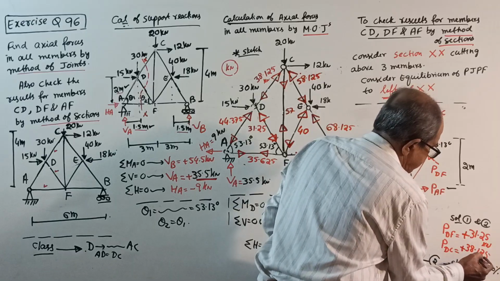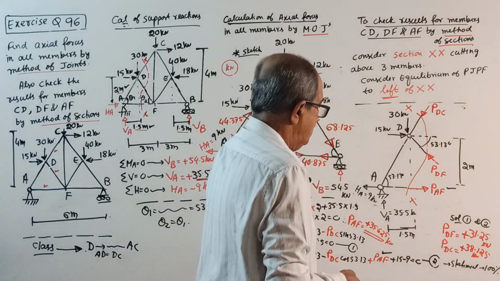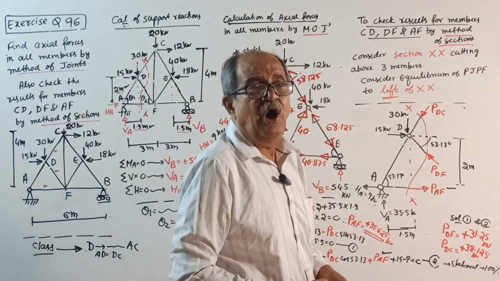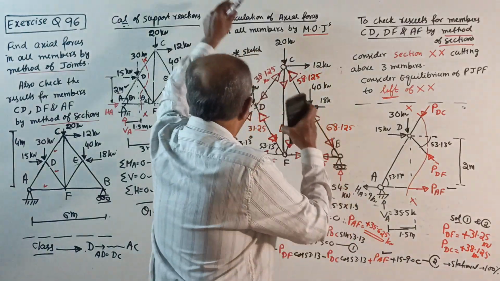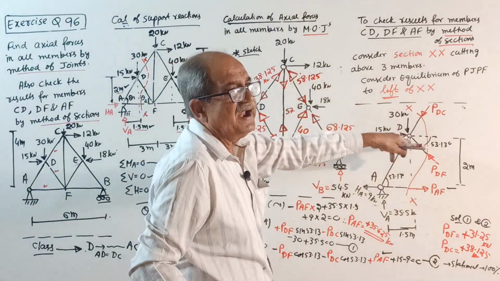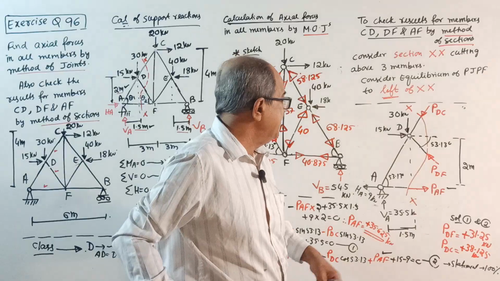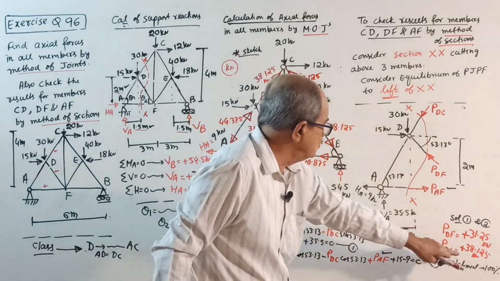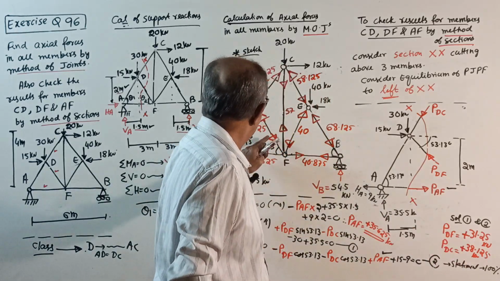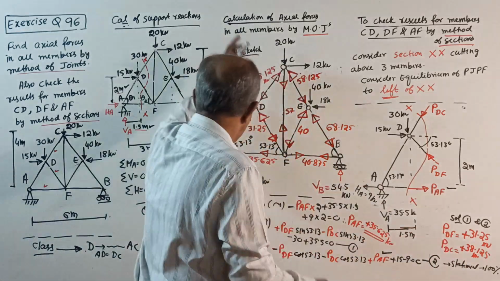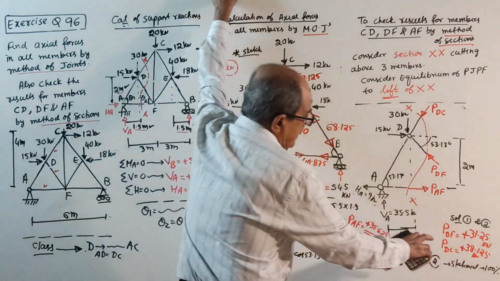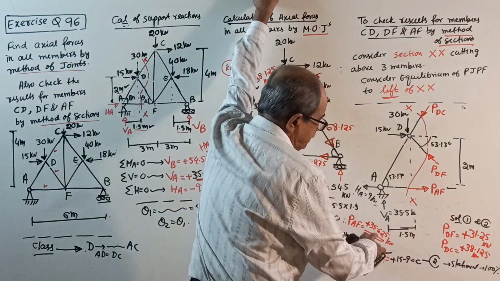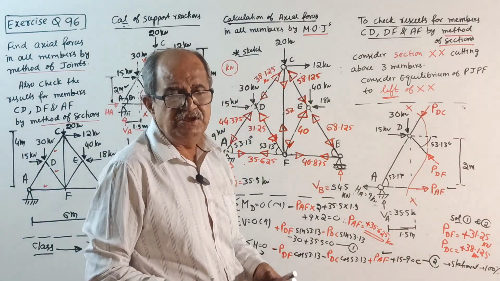Now, one statement you are right: all came positive, which means the direction you got here is correct. Then check numerically. DF 38.125, DC 31.25, AF 35.625. Perfectly tallying. Question is over.